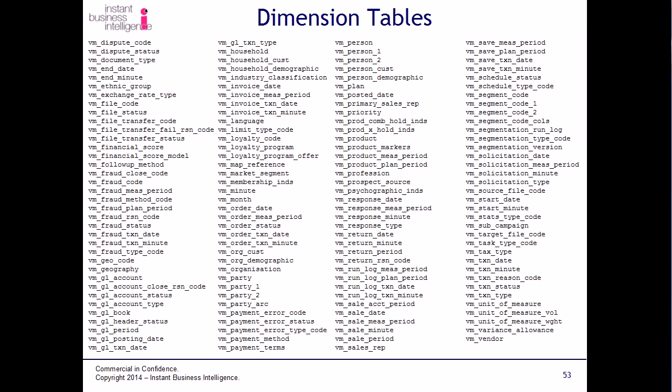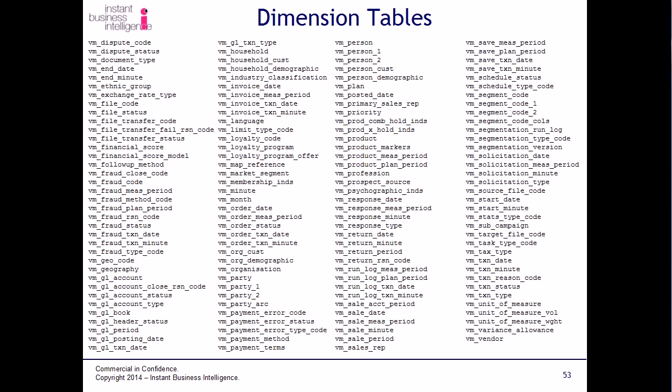Then the run log information, so the run log measures, plan, transaction information to be able to analyze the processing run logs. The sales date and period, those sorts of things. The sales rep that made the sale. Then the save information, the save period information. Schedule status for the run logs and for the execution of whatever the schedule says it is. The schedule type code for the various schedules.